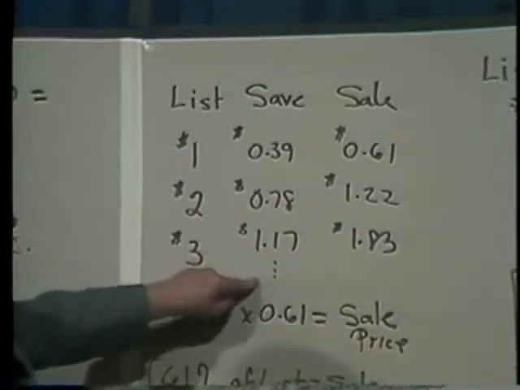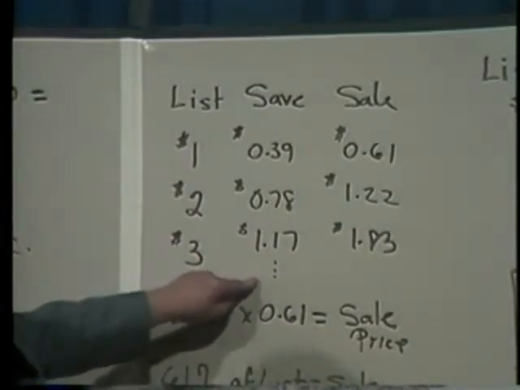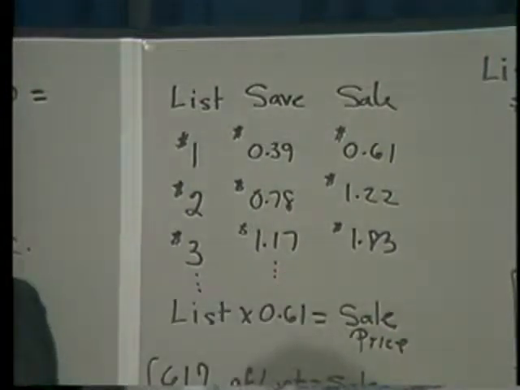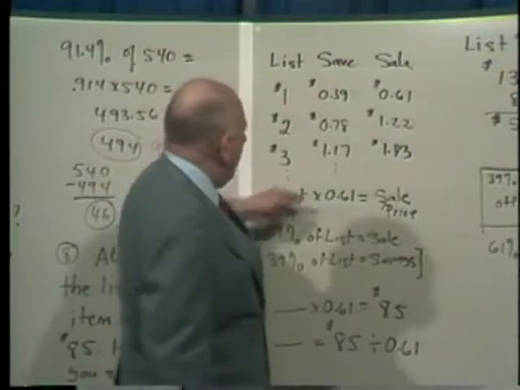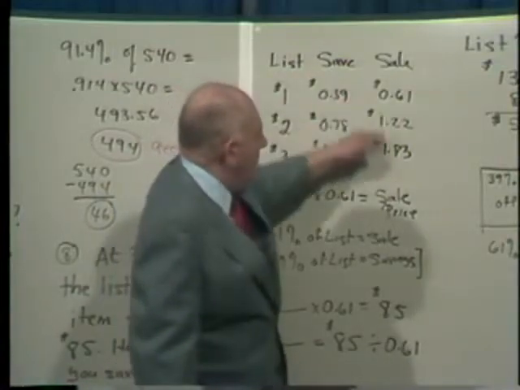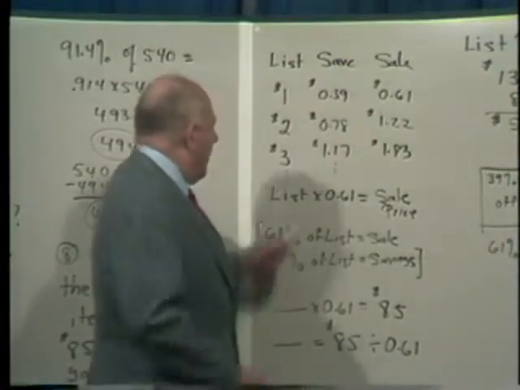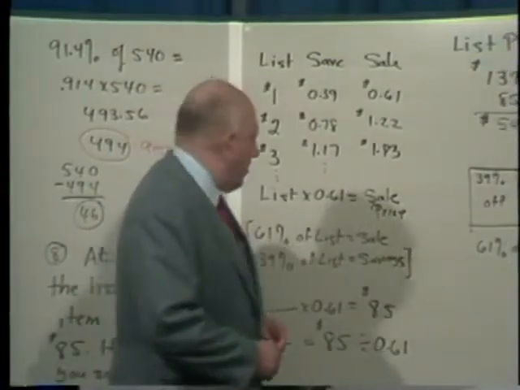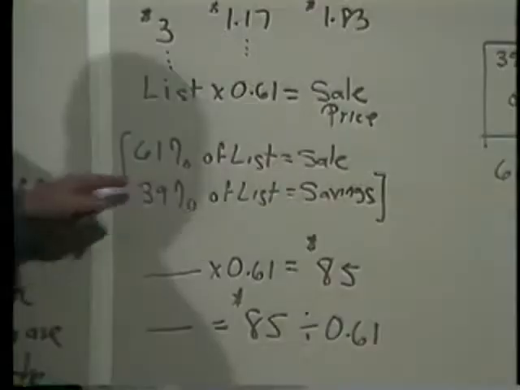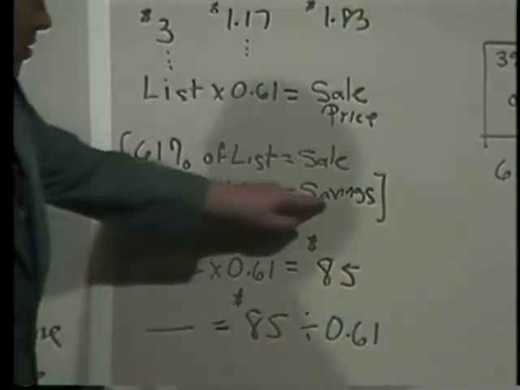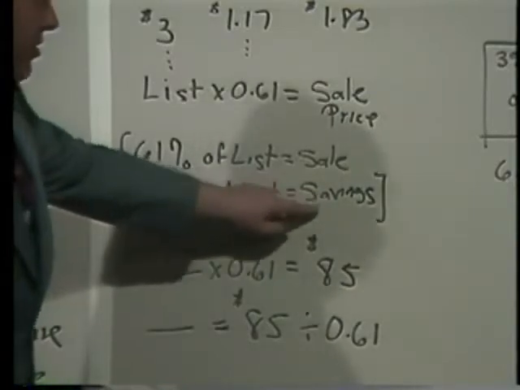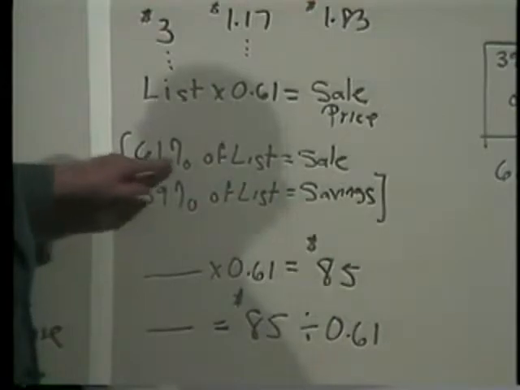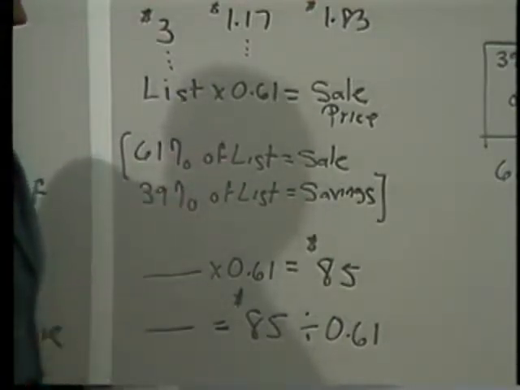The entry in this column, the save column, is going to be 50 times 0.39, and the entry in this column is going to be 50 times 0.61. You see the multiples of 1, the multiples of 39 cents, the multiples of 61 cents. In other words, the list price multiplied by 0.61 is going to be the sale price. And what that says in plain English is that 39% of the list price was the savings. Whatever you don't save, you're still paying. So if 39% of the list is the savings, 61% of the list is the sale price.